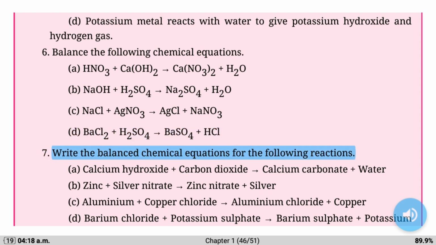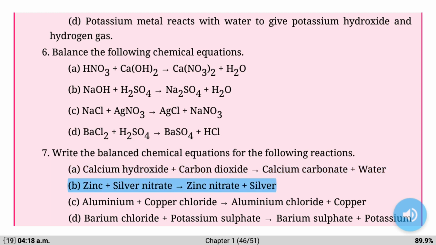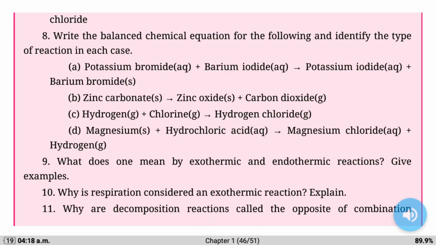7. Write the balanced chemical equations for the following reactions. A. Calcium hydroxide + carbon dioxide → calcium carbonate + water. B. Zinc + silver nitrate → zinc nitrate + silver. C. Aluminium + copper chloride → aluminium chloride + copper. D. Barium chloride + potassium sulfate → barium sulfate + potassium chloride.